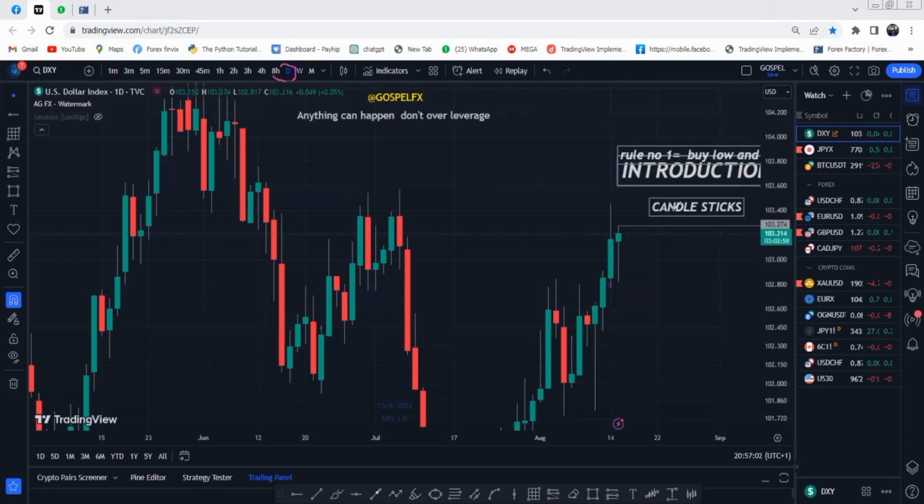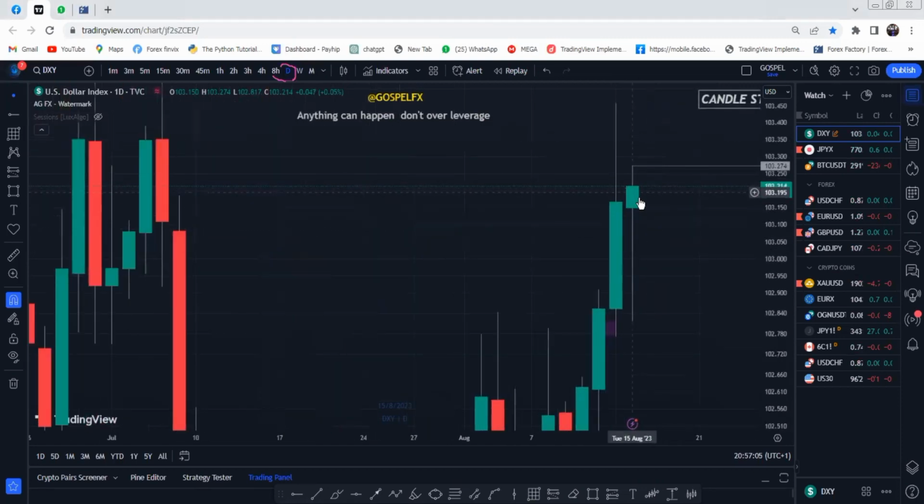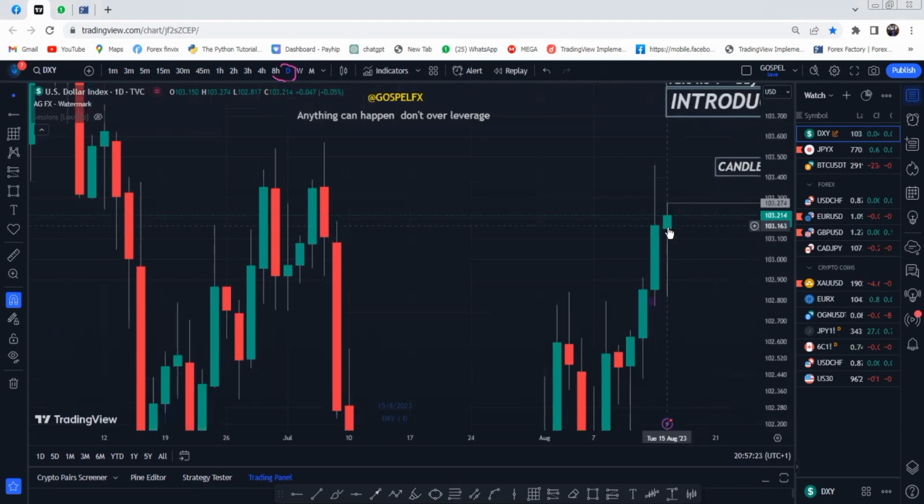All right, so now you can see that we are currently trading. This is the current candle that has formed today, and it's still trading around 303. Now you can notice that it has 3 hours 02 minutes to close. Now this is the only candle that has formed today.